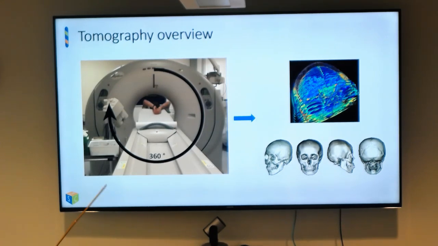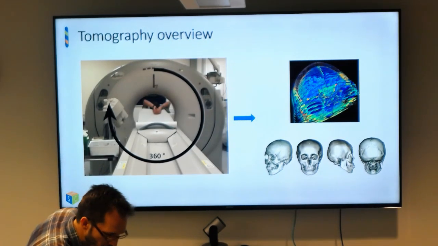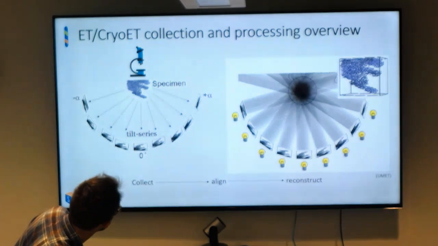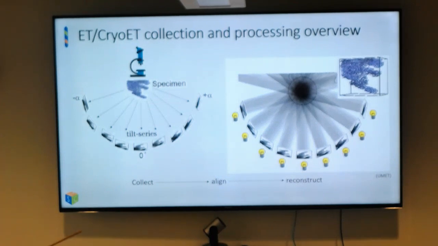Okay, tomography. I think we've gone through a slide like this before. Collect a bunch of different angles of a single object and get a 3D structure. So what do we actually do in cryo-EM or cryo-ET? We have our specimen on our grid, we have our electron beam, we collect an image, we tilt the stage, we collect another image, we tilt again, and we collect and collect and collect.